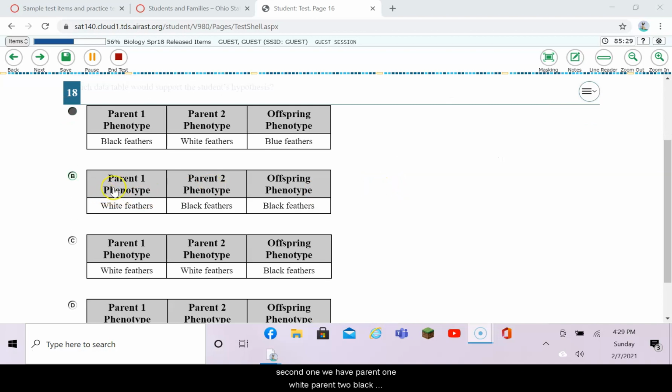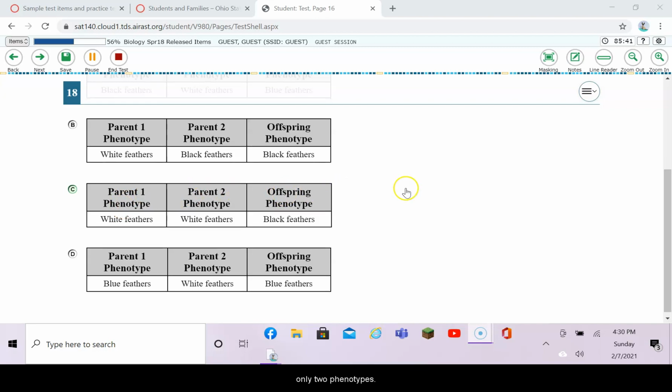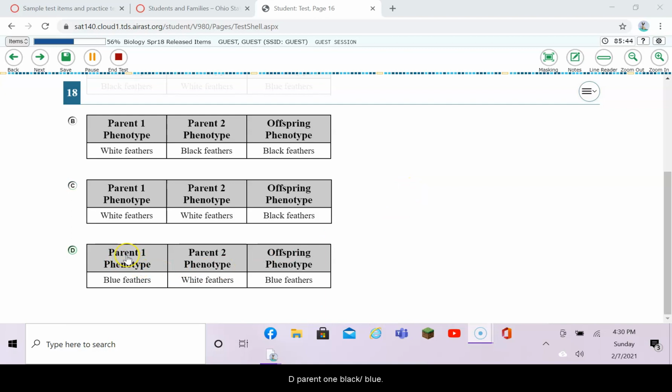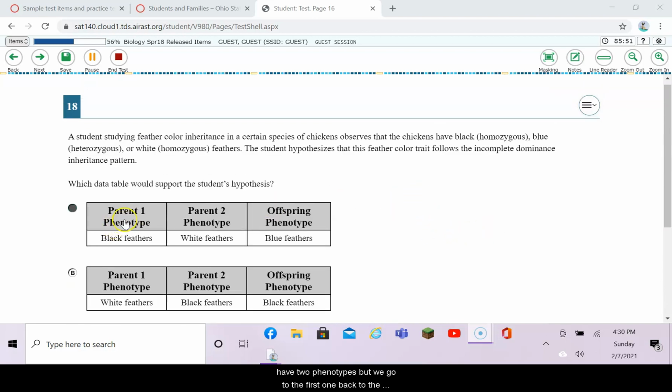So let's not look at the first one, let's look at the second one. We have parent 1 white, parent 2 black, the offspring black, just 2 phenotypes. We go to C, parent 1 white, parent 2 white, offspring black, again, only 2 phenotypes. D, parent 1 blue, parent 2 white, the offspring blue. We still only have 2 phenotypes. But when we go back to the first one, parent 1 has black feathers, parent 2 has white feathers, and the offspring has blue feathers, which is different from the white or black. So we have 3 phenotypes. So this would be the correct answer.